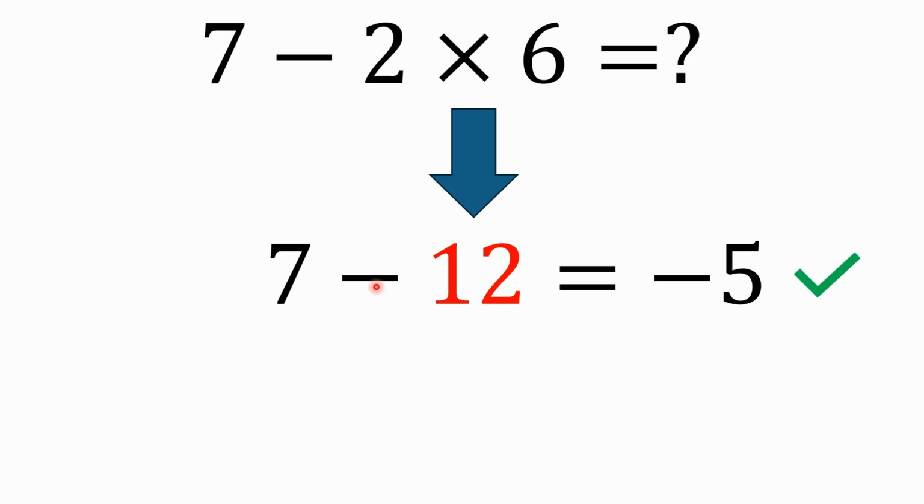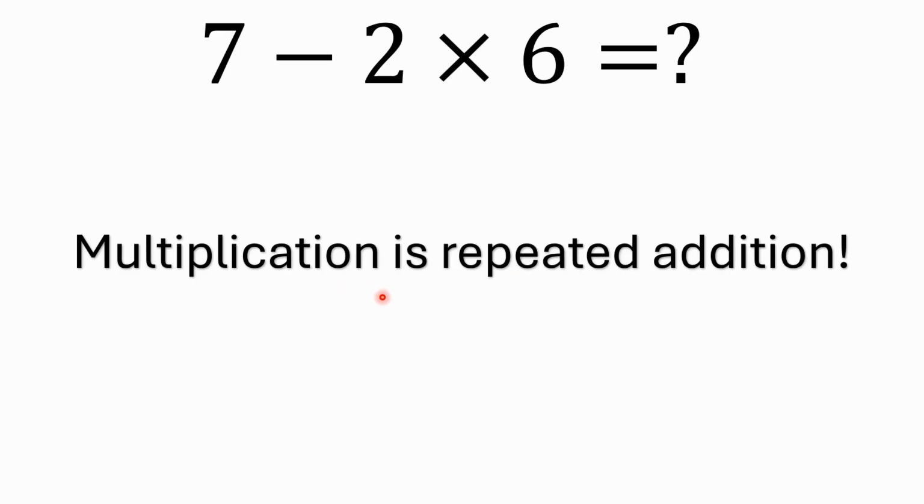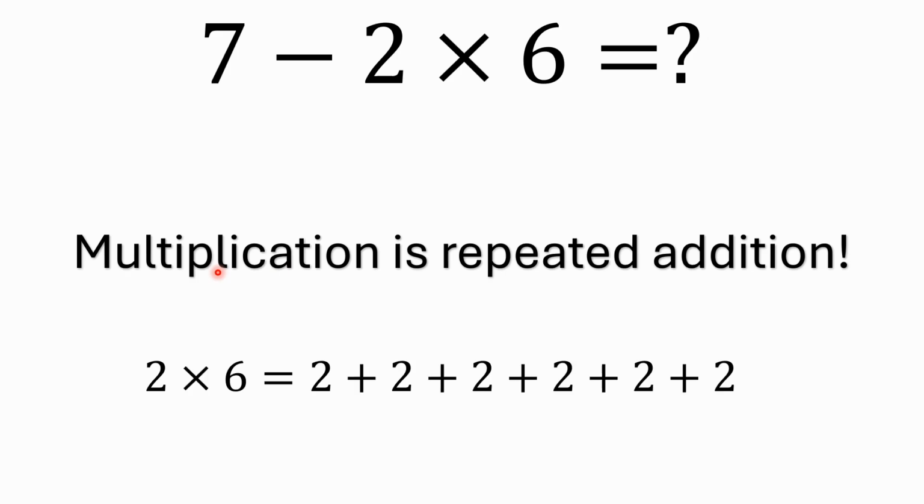Now, I see a lot of people answering 30 on this problem because they think you solve left to right, and that's never been true. Remember, first of all, multiplication is repeated addition. That's literally what multiplication is. 2 times 6, if we just had 2 times 6, let's forget about the negative sign here, is the same thing as adding 2 6 times. 2 times 6 is the same as 2 plus 2 plus 2 plus 2 plus 2 plus 2.